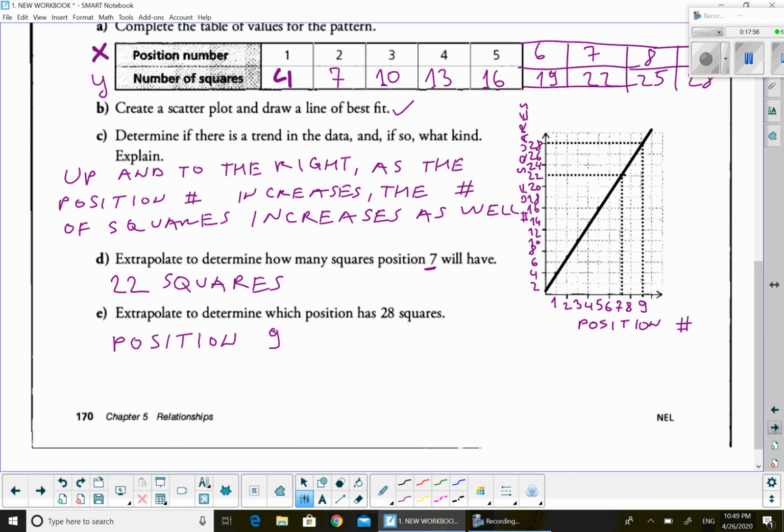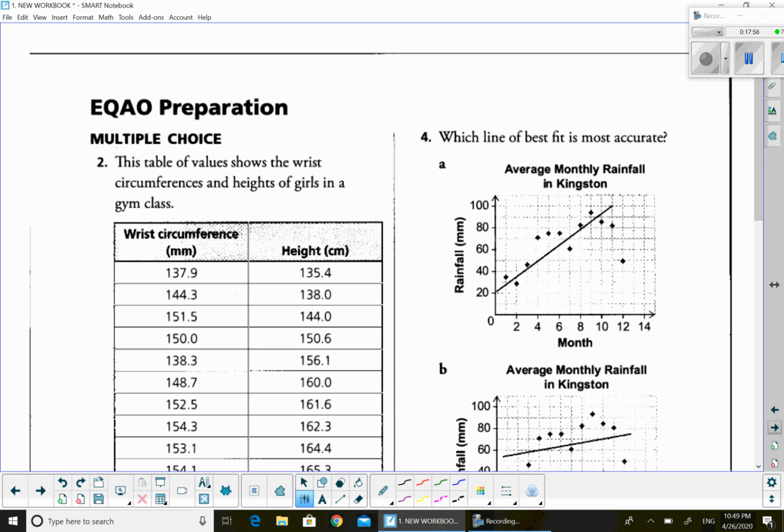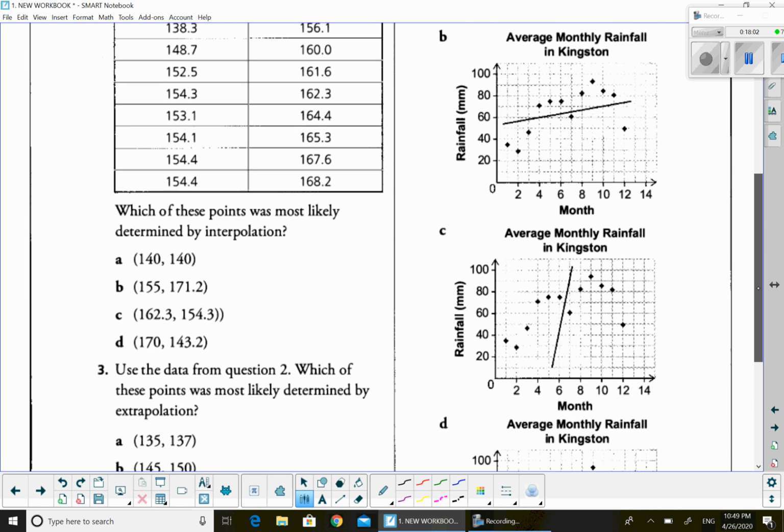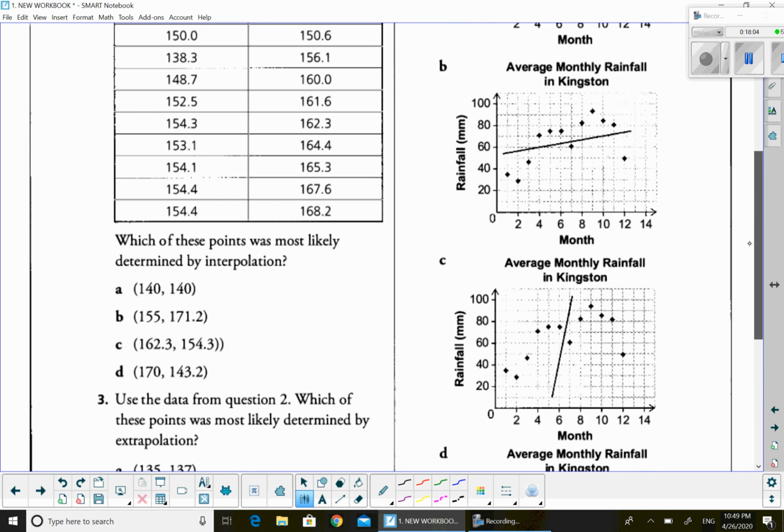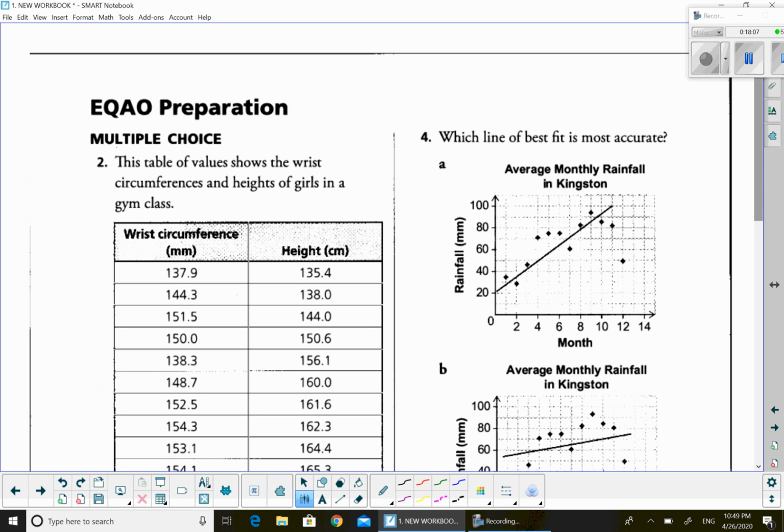So I think that's it. So try out the EQR preparation questions. Some practice here. They're pretty basic, and I will see you in 5.3.